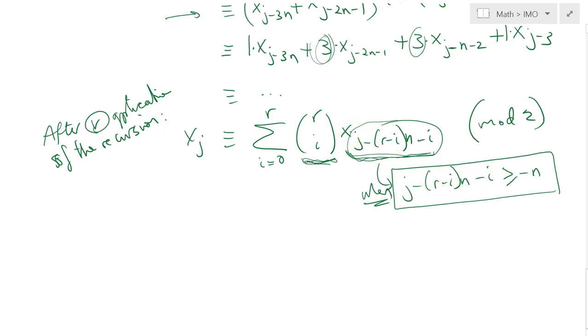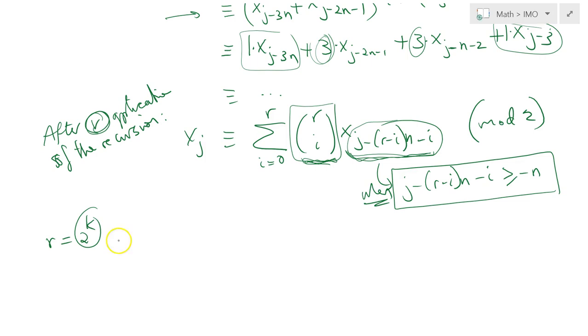Now I'm curious what happens if, after r applications of this recursion, r is a power of 2, that is, I apply this recursion 2 to the k times. Then I claim that if r is 2 to the k, all these coefficients are even, with the exception of the first guy and the last guy, which is always 1. So therefore, let's make the following claim.